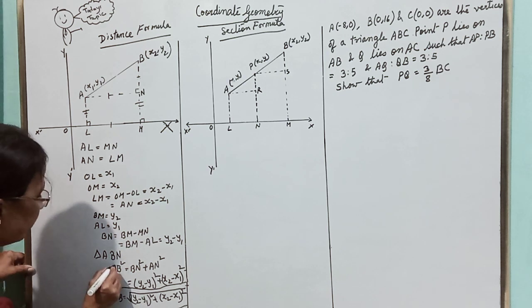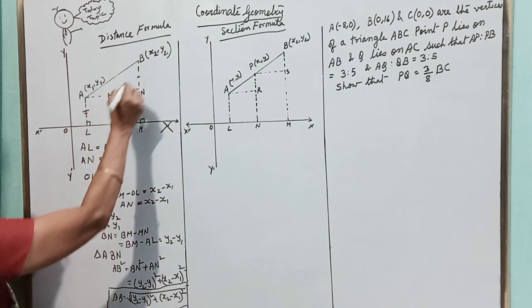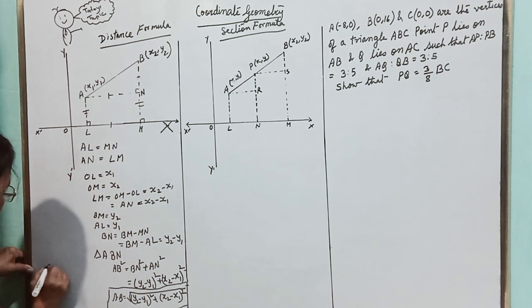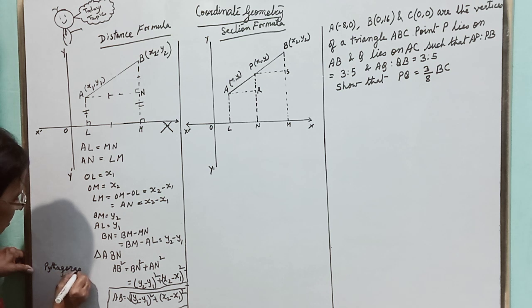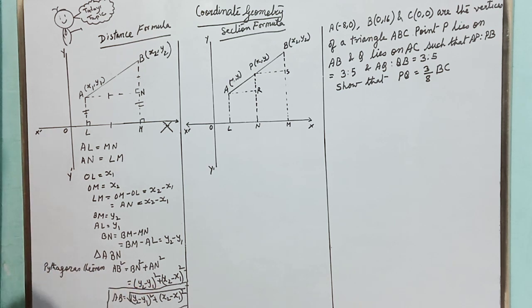Where have we brought it from? AB square is equal to BN square plus AN square. This is from Pythagoras theorem. I have used the formula of Pythagoras theorem: h square is equal to p square plus b square.